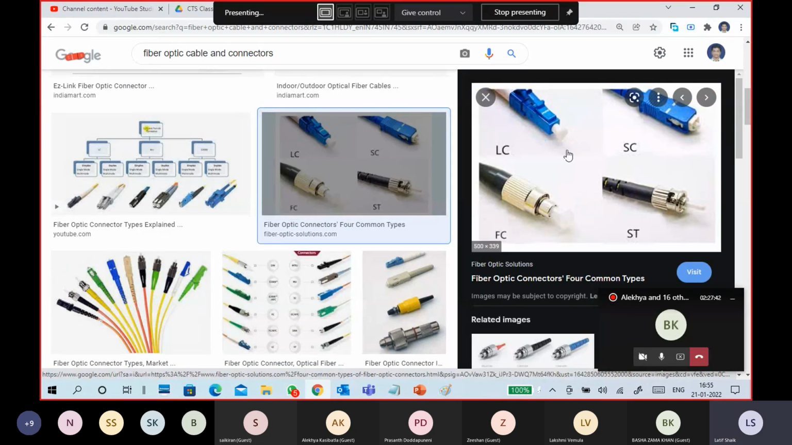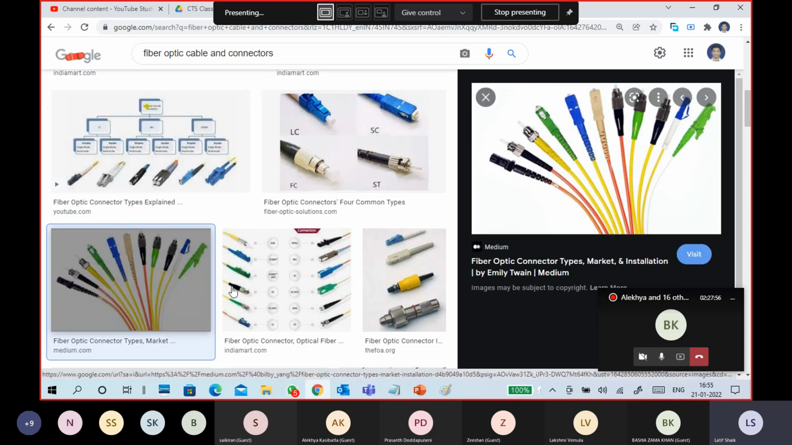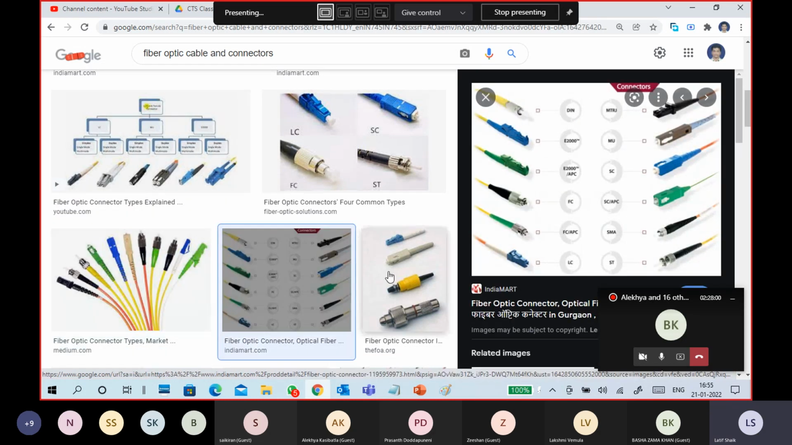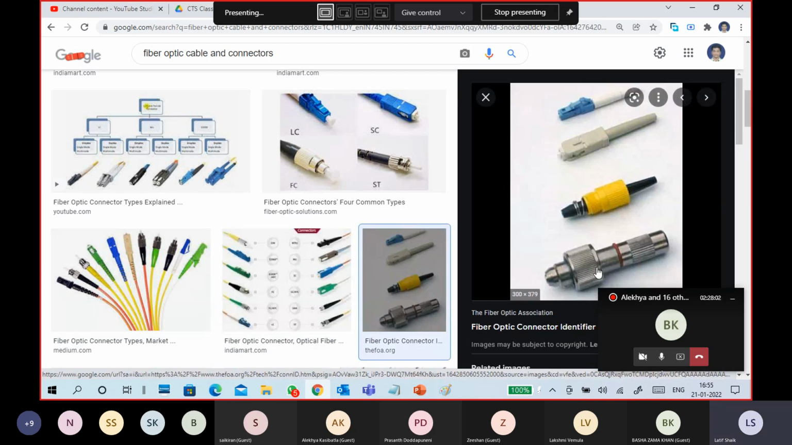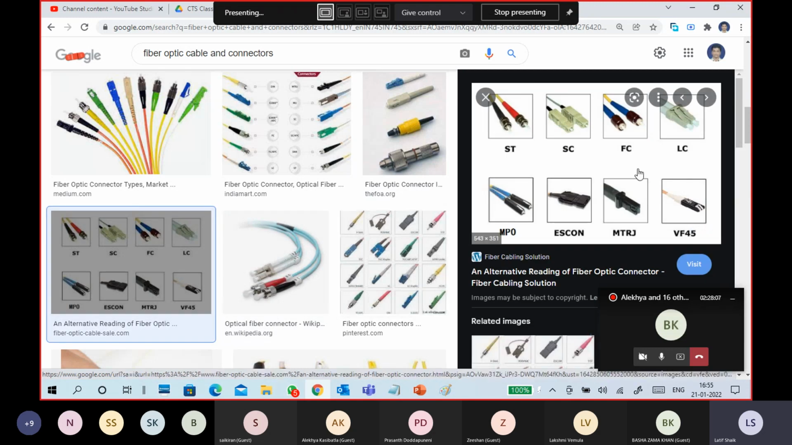Okay, look at these cables: LC, FC, SC, ST. They are different cables: simplex, duplex. So you can see different types of cables, not a single way. It depends upon the connector, depends upon the cable. There are different types of fiber optical connectors also.